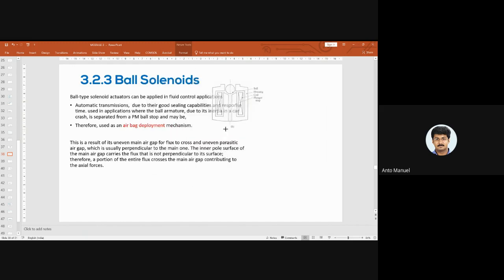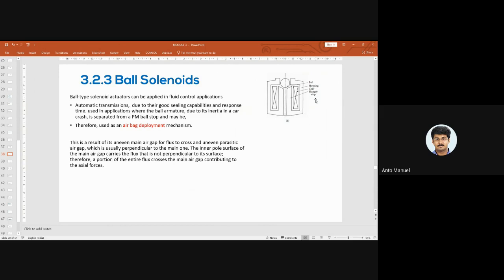And as we have discussed in the case of all kinds of solenoids, the ball solenoid is mainly used for airbag deployment in vehicles. This is the most important real-time application of the ball solenoid. It is also used in automatic transmission systems, and it has good sealing capabilities due to the structure, and the response time is very short due to the architectural change of this ball solenoid.